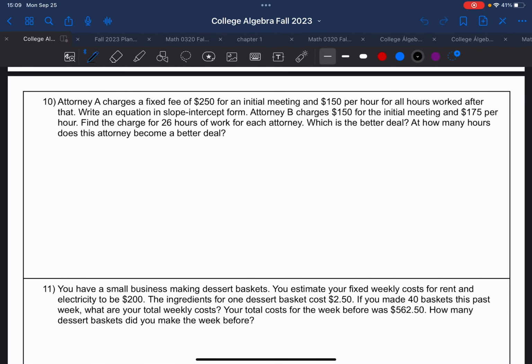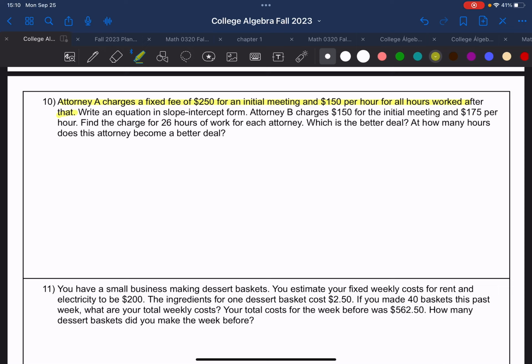Okay, this is the continuation of topic 9, which is going over the applications of linear equations. So number 10 says Attorney A charges a fixed fee of $250 for an initial meeting and $150 per hour for all hours worked after that. So this right here gives us information for our first equation.